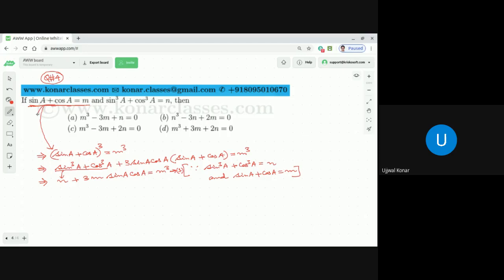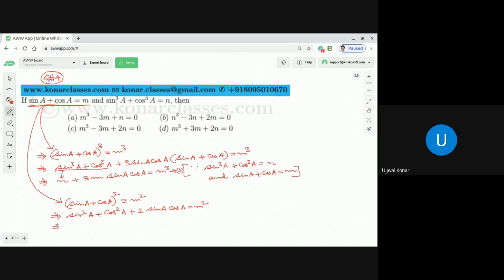Then again from the same thing, what we are going to do, dear students, we are going to make a square of both the sides. Sin A plus cos A whole square is equal to m square. So this implies sin square A plus cos square A plus 2 sin A cos A is equal to m square.